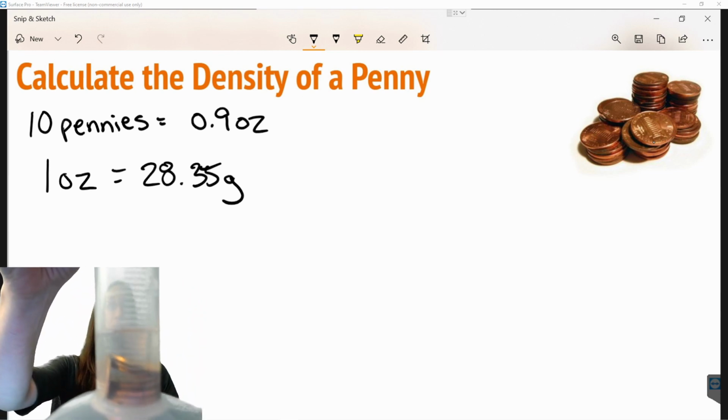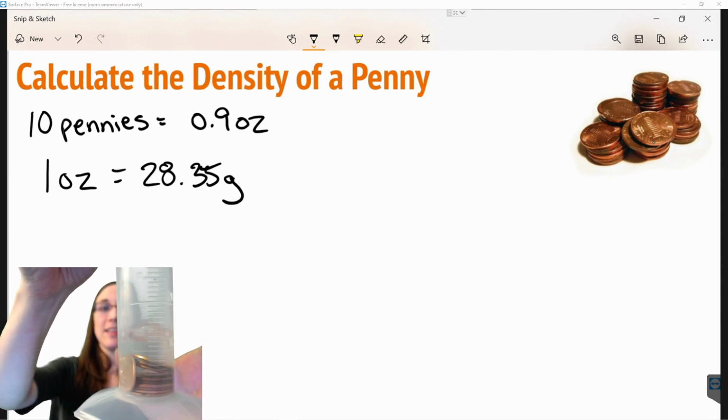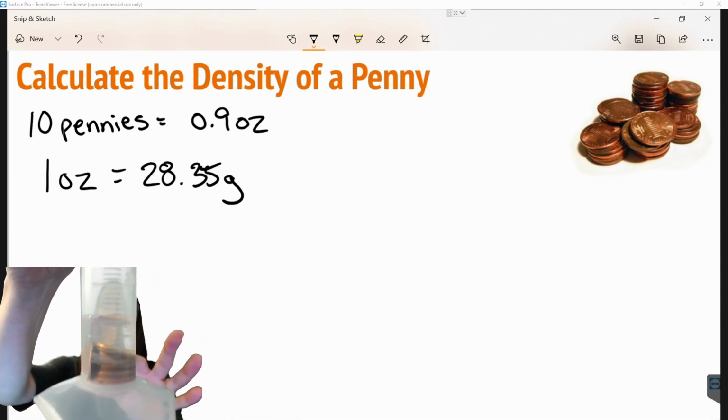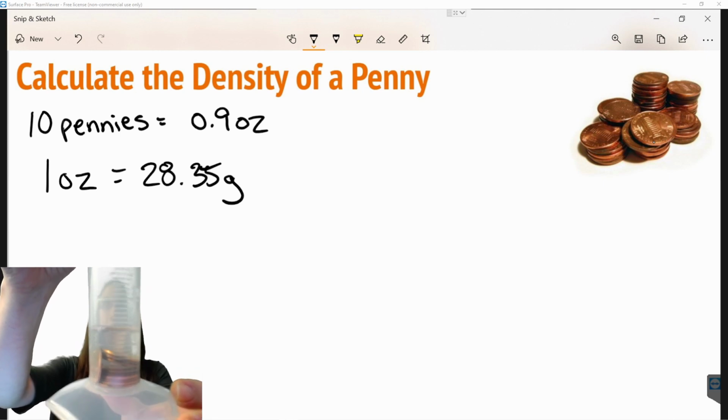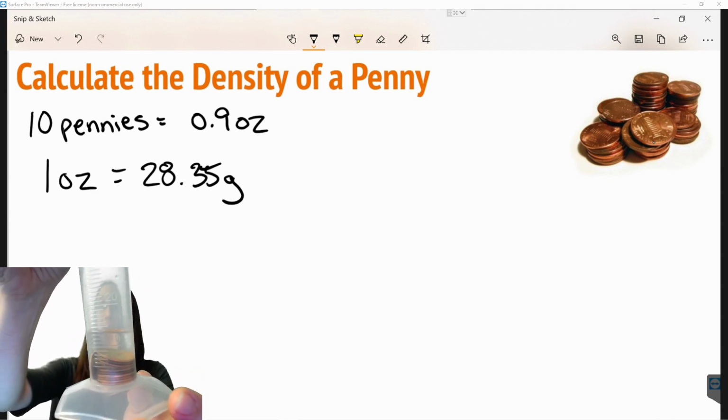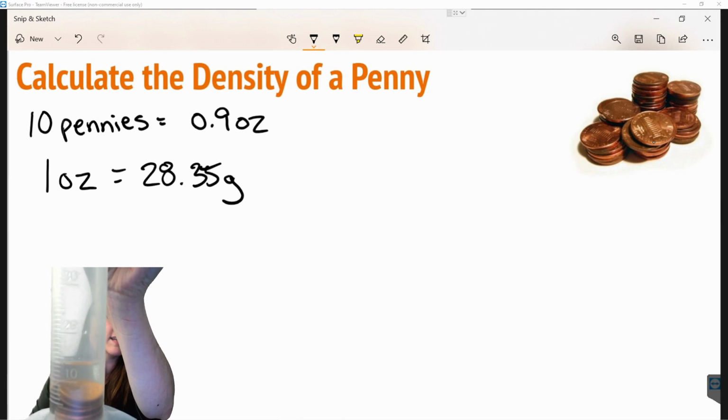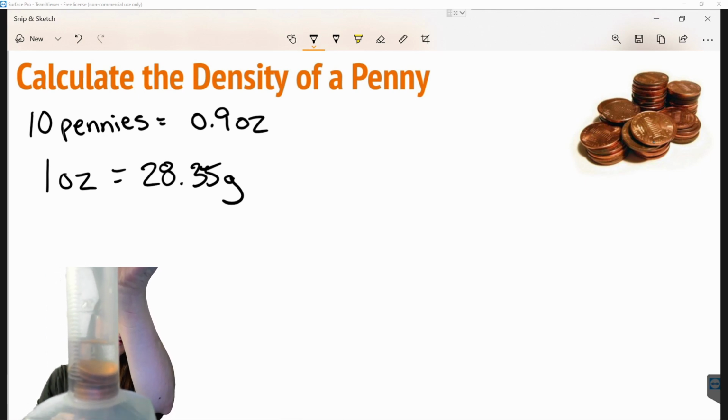Alrighty. We now have pennies in the graduated cylinder. The water has risen substantially. So we want to figure out, okay, where is that volume line now? To me, it looks like the volume line is at 14 when I keep it on a level surface.